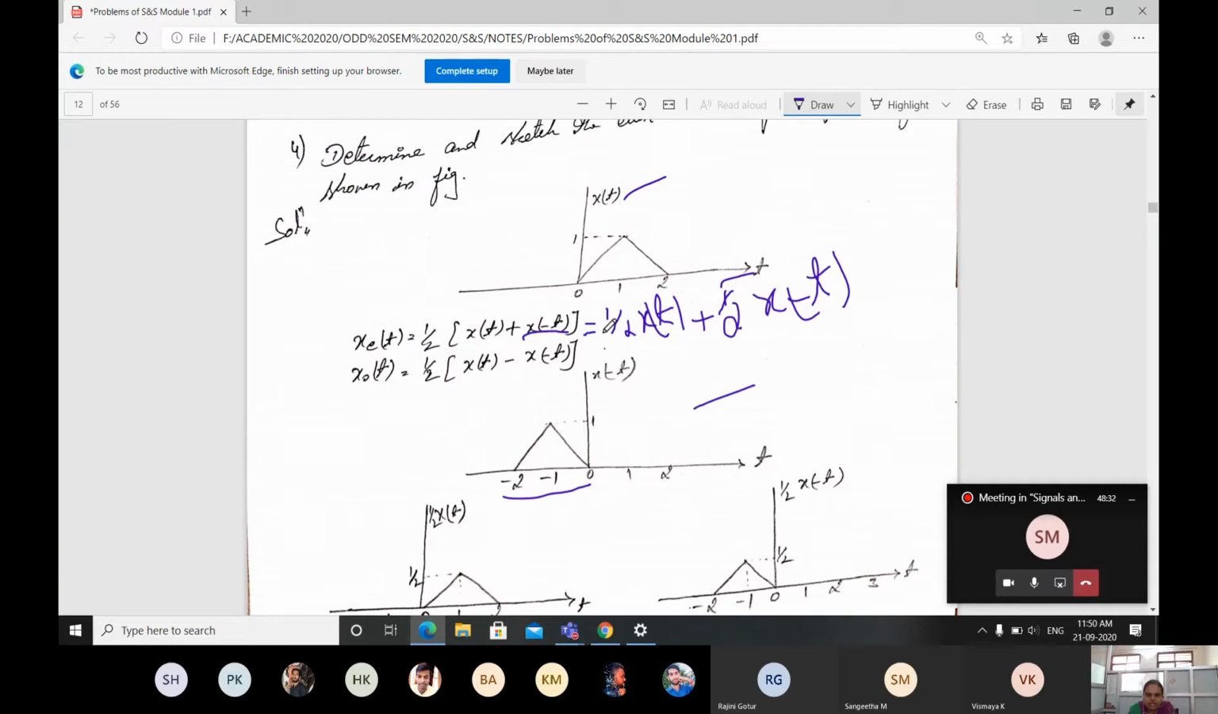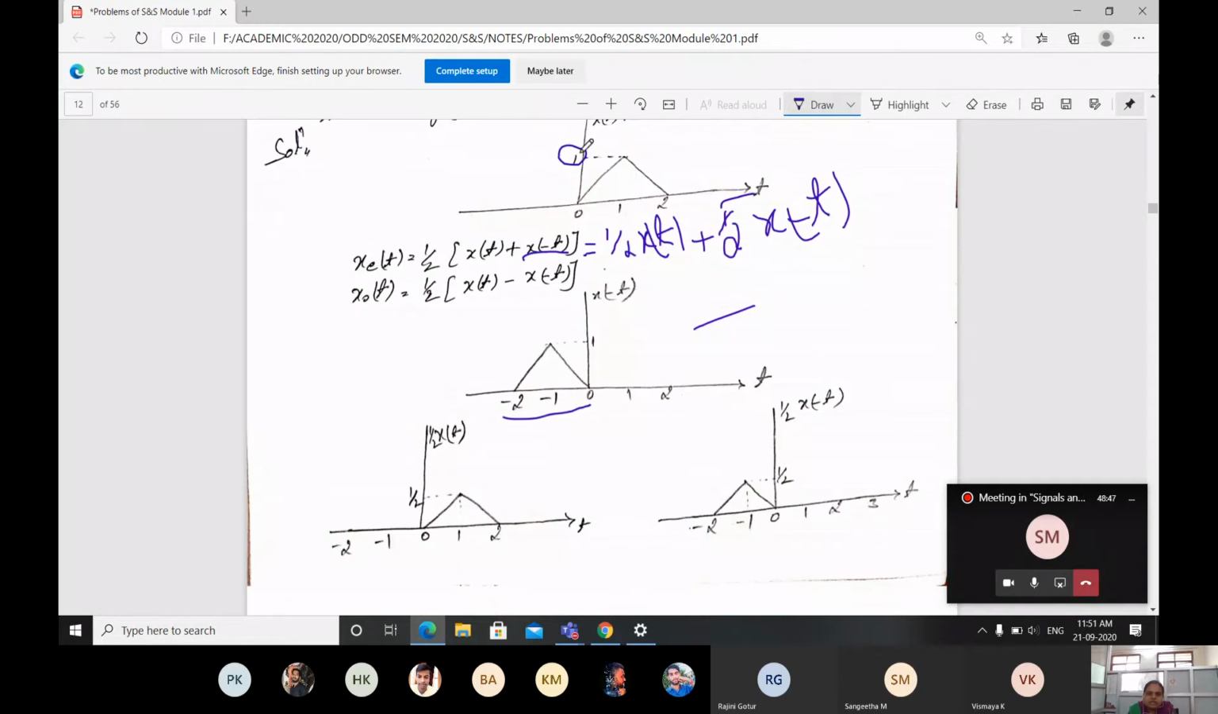Here what I did, first I multiplied 1 by 2 for both the signals, x of t and also x of minus t. For that reason this is x of t. If I multiply with 1 by 2, the amplitude is going to change. 1 into 1 by 2 means you will be getting 1 by 2. The signal is decreased by half. This is for the x of t signal, 1 by 2 x of t.